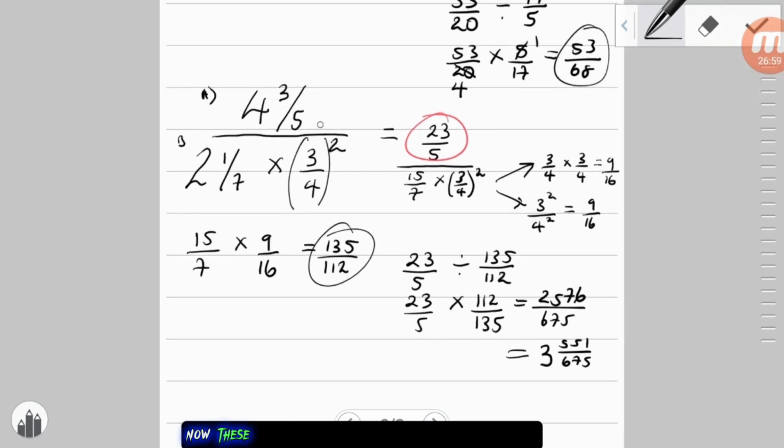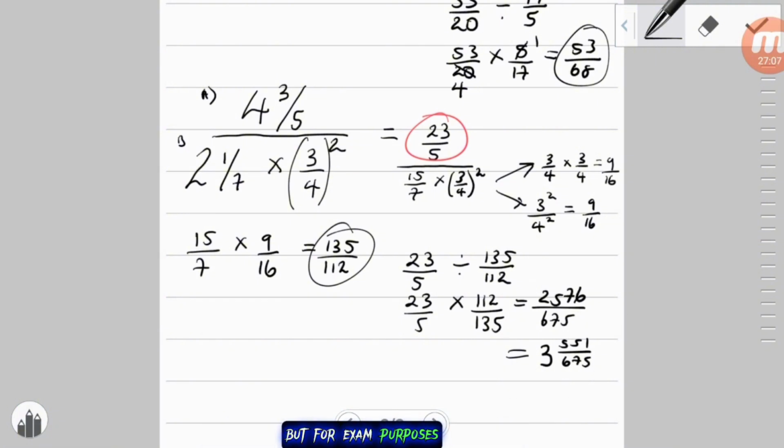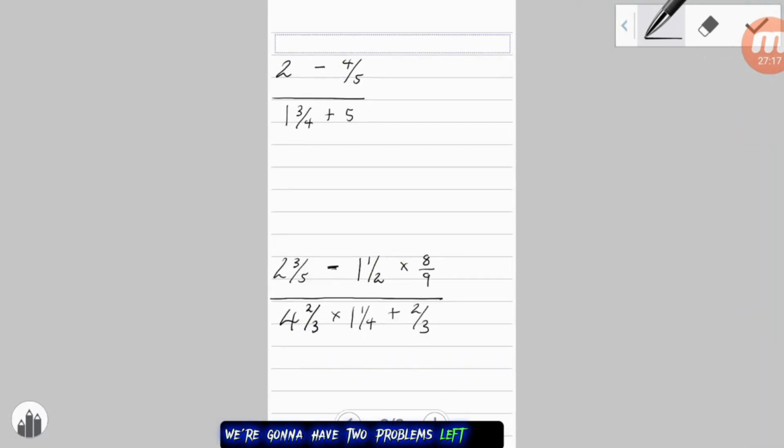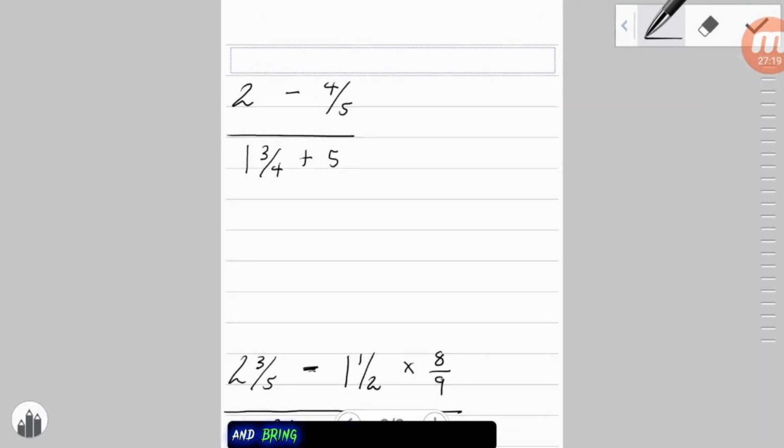Alright, now these questions were obviously structured by me. I just made up some numbers, made up some problems, so that's why we're getting results like these. But for exam purposes, you most likely will not get problems like these. But be prepared, we never can tell. Moving on, next, we're going to have 2 problems left here. Let's quickly run through these and bring our tutorial here to an end.